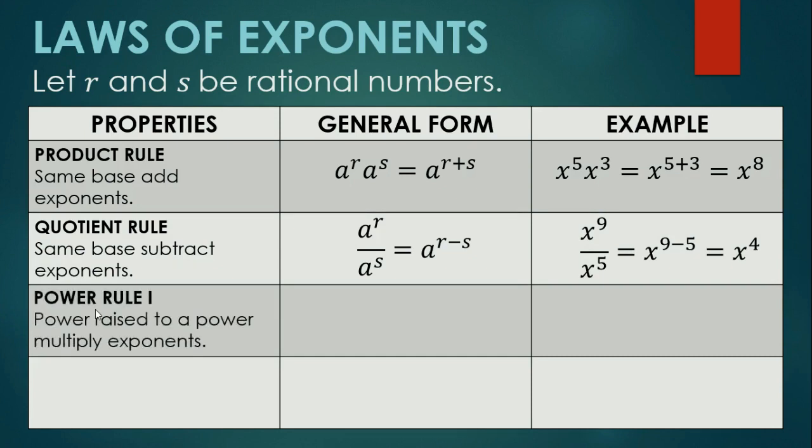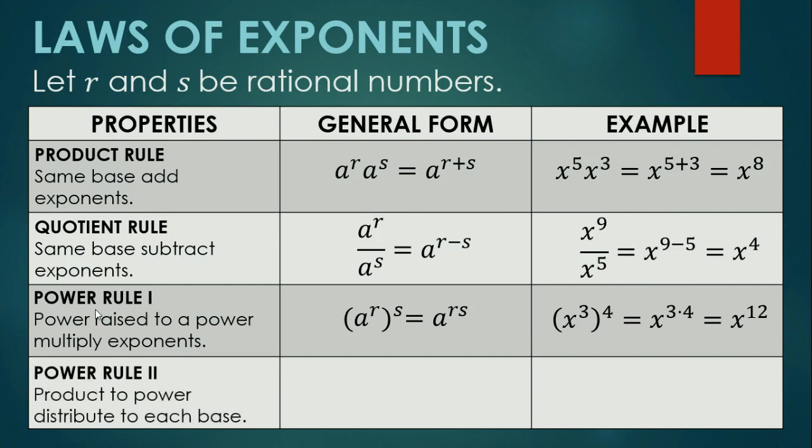Power rule 1, power raised to a power, we multiply the exponents. The formula is a raised to r raised to s is equal to a raised to r times s. Example, x cubed raised to 4, since yung x cubed, power na siya, ni-raise again to a specific power which is 4, we multiply the exponent. So, x raised to 3 times 4 or x raised to 12.